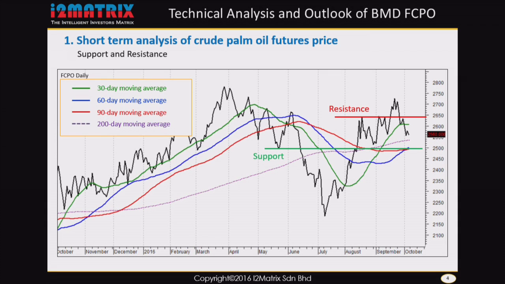So we have various and many kinds of tools to determine that. But if you look at the prices for the past few months, I think that there is this resistance at 2,650 ringgit. I've got these prices actually updated up to last Friday.